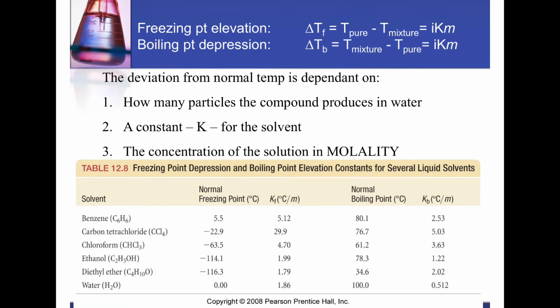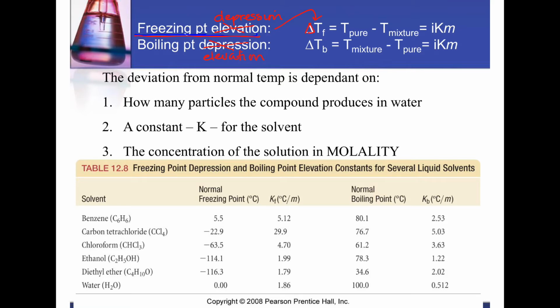And I need to make a correction over here. On my slides, it says freezing point elevation. On your slide, that says depression. So that was a mistake. And this, instead of saying boiling point depression, it should say boiling point elevation. So those are only wrong on my slides. They should be fine on yours. So that is what we're calculating in these equations.